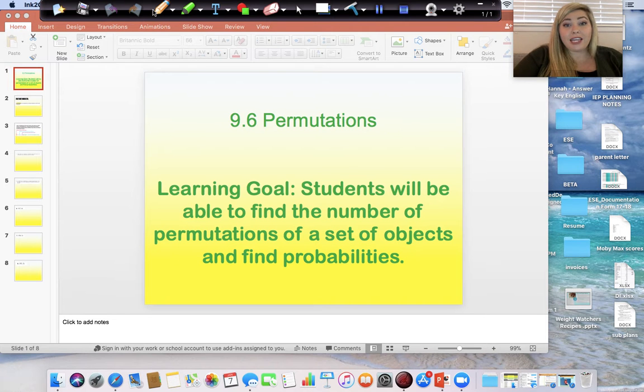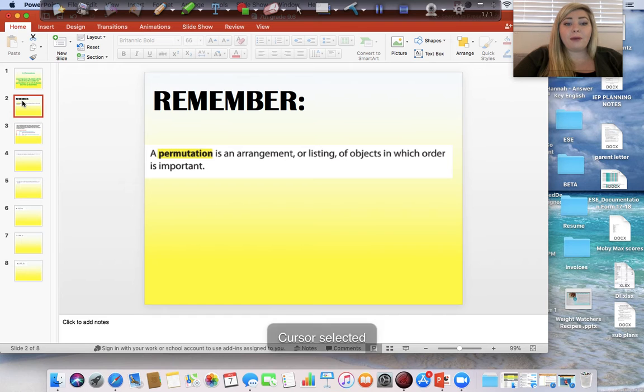Write down everything that is typed or written in this video, and be sure to pause this video at any time that you need to slow things down. Okay, remember, here's our vocabulary. A permutation is an arrangement or listing of objects in which order is important.